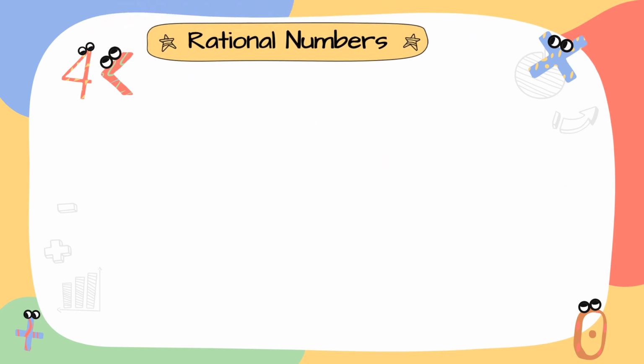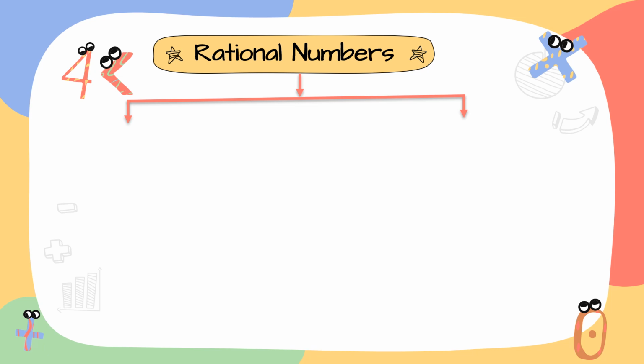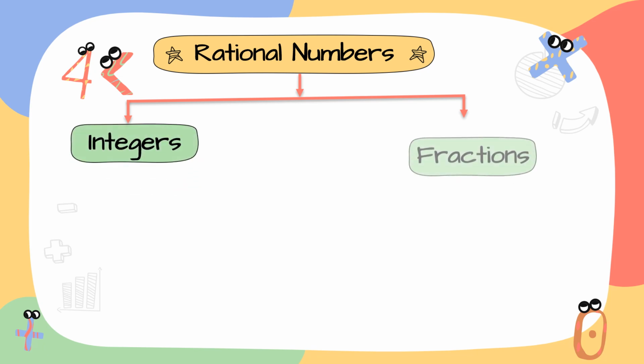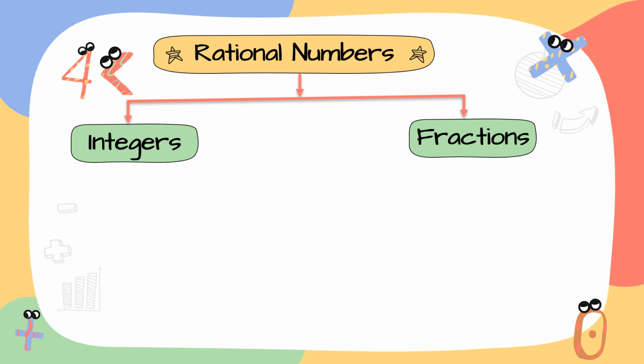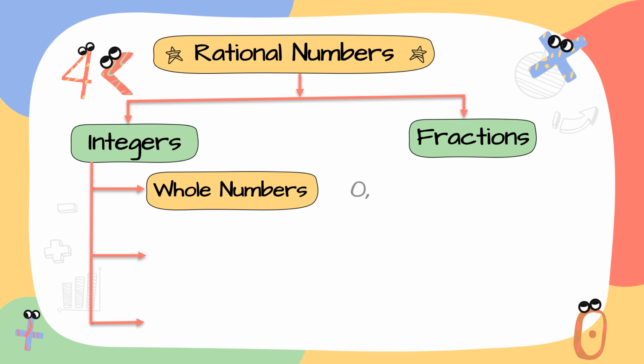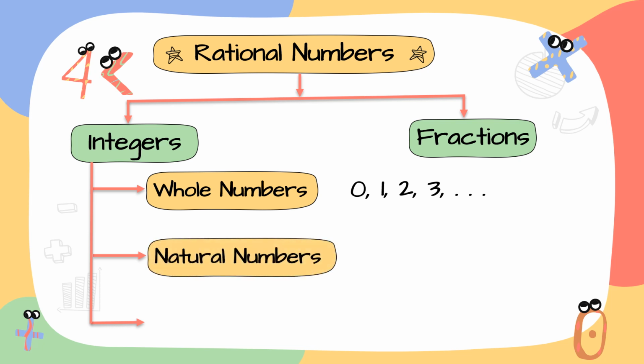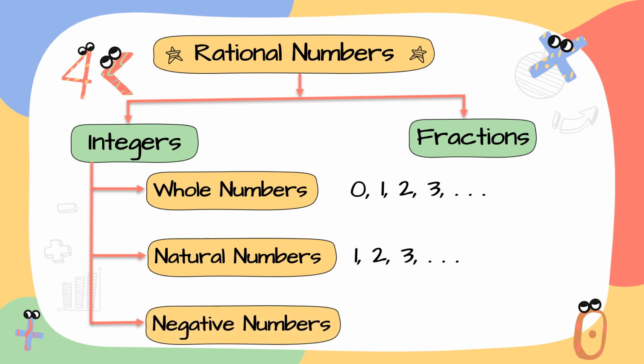Rational numbers are further divided into two parts. They are integers and fractions. Integers can be any whole number or negative numbers but not fractions. Integers can be classified into three parts now. They are whole numbers. Whole numbers start from 0 and then continue from 1, 2, 3, and so on. The next category is natural numbers. Natural numbers are a part of the whole numbers and they start from 1, 2, 3 and so on. The last category is the negative numbers. They go from -infinity to -1.